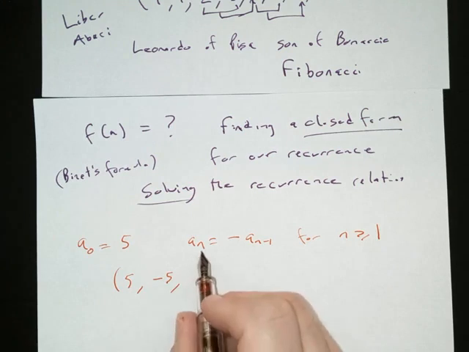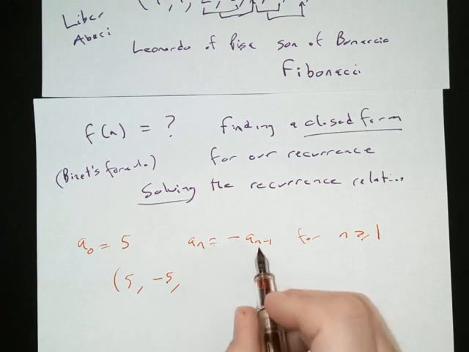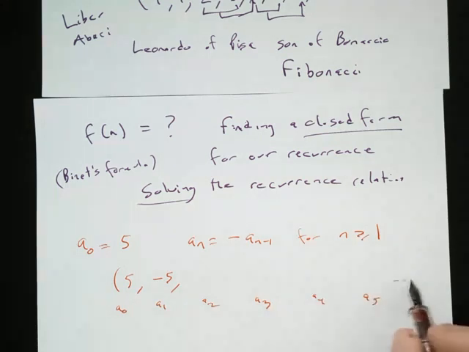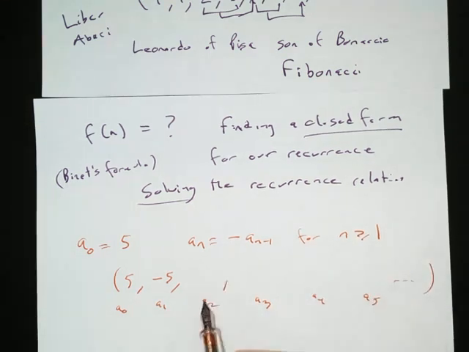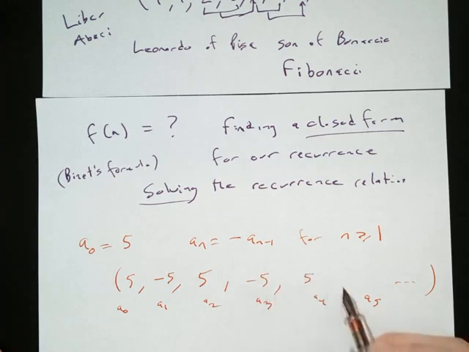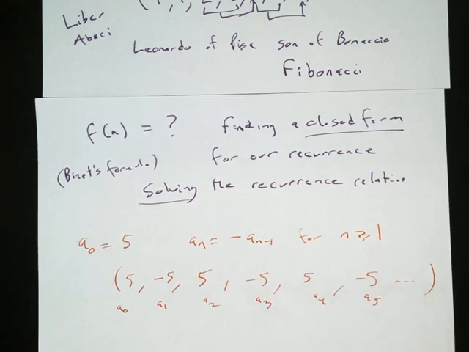All I do is I put the 2 here. The 2 says, hey, that's minus A2 minus 1. That's A1, right? This is A0. This is A1, A2, A3, A4, A5. A2 is negative A1, minus a minus 5. Positive 5. What's here? And so on, right?